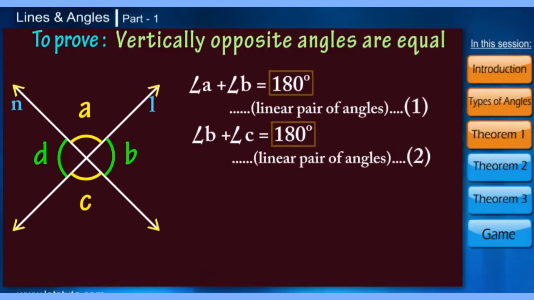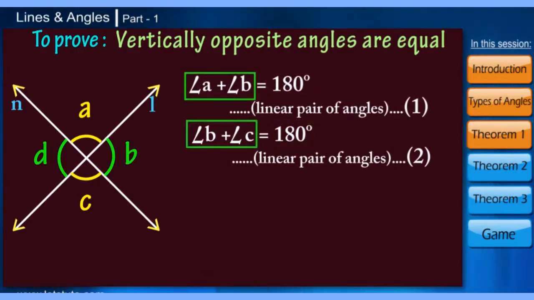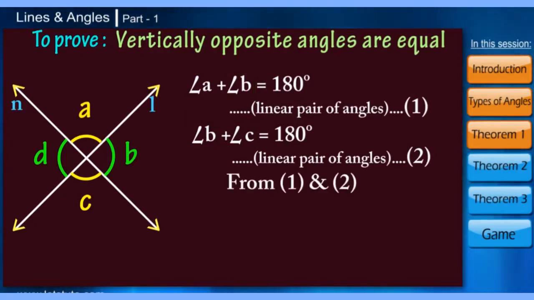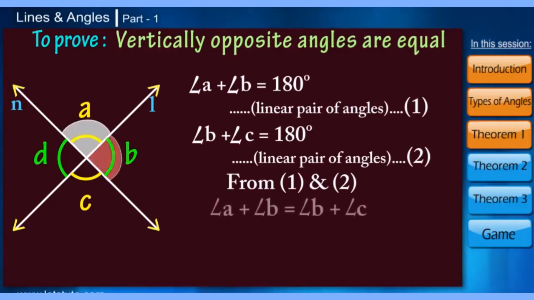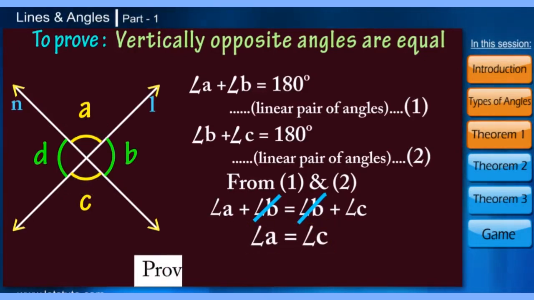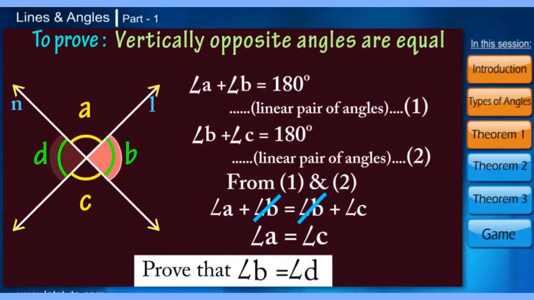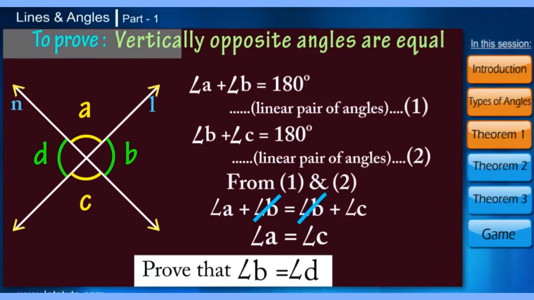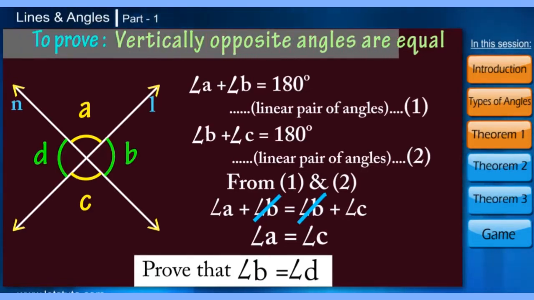Since the right hand side is equal, we can say that the left hand side is also equal. So, from 1 and 2, angle A plus angle B will be equal to angle B plus angle C. Now if we subtract angle B from both these sides, we can see that angle A is equal to angle C. Now in a similar way, you can also prove that angle B is equal to angle D. Here I just proved that vertically opposite angles are equal to each other.